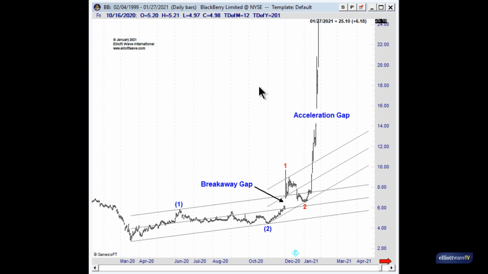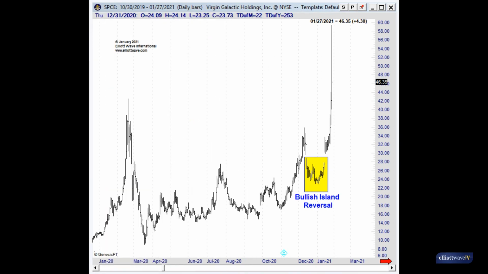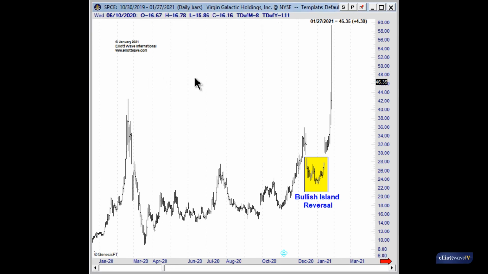This is BlackBerry. Now, price gaps can also identify significant reversals of trend. For example, this is Virgin Galactic Holdings, ticker symbol SPCE, and you'll notice between December and January, we saw two types of price gaps, or actually two gaps. One was a gap to the downside, and then in January, we saw a price gap to the upside. Well, this left behind a chart pattern that old school technicians refer to as a bullish island reversal.